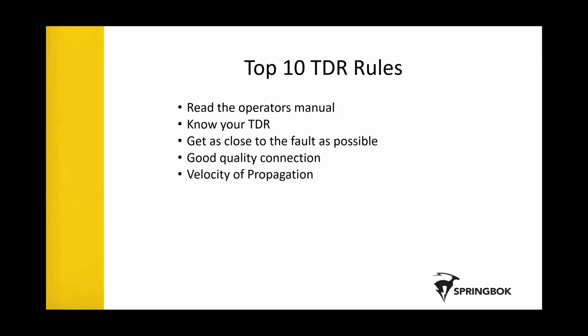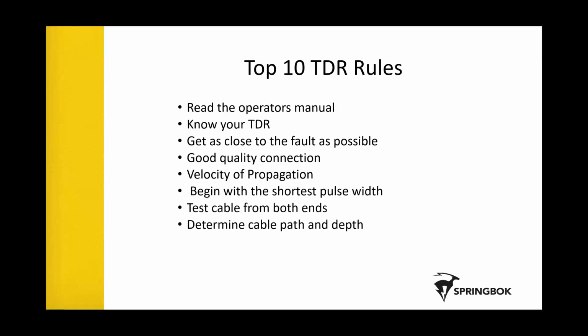Velocity of propagation, I think we beat that horse to death on why VOP is so very important. Make sure you begin with the shortest pulse width possible and then work your way up. Again, test the cable from both ends. Make sure you determine your cable path and depth. I can tell you with reasonable certainty that you have an event at 242 feet, but you still have to find where 242 feet is.